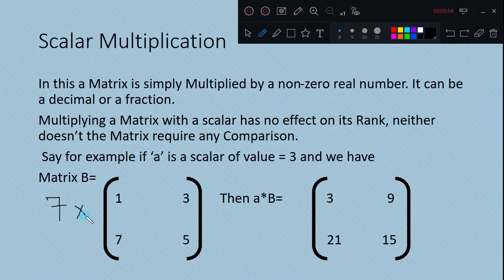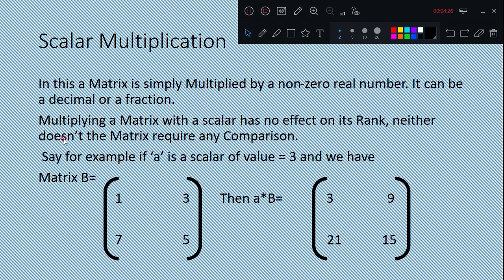This is our topic today. In this, a matrix is simply multiplied by a non-zero real number. It can be a decimal as well as a fraction. Multiplying a matrix with a scalar has no effect on its rank. Neither does the matrix require any comparison.